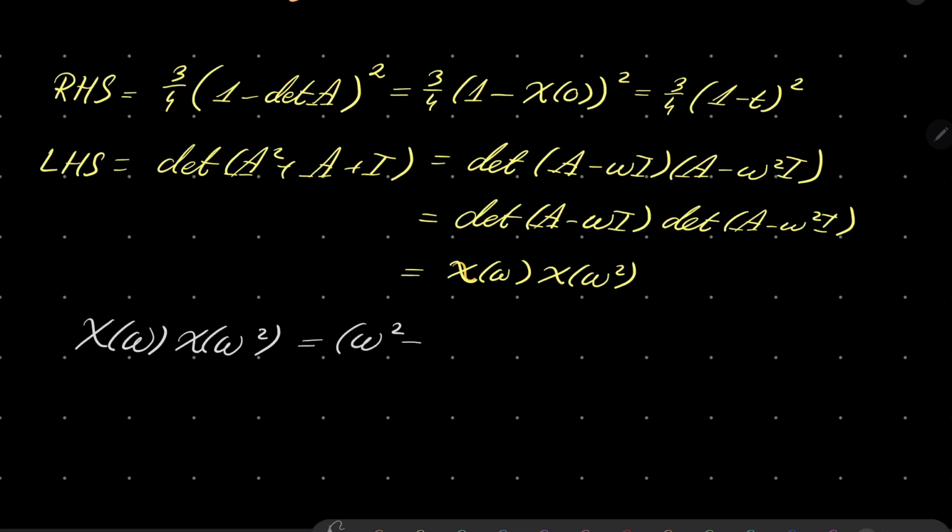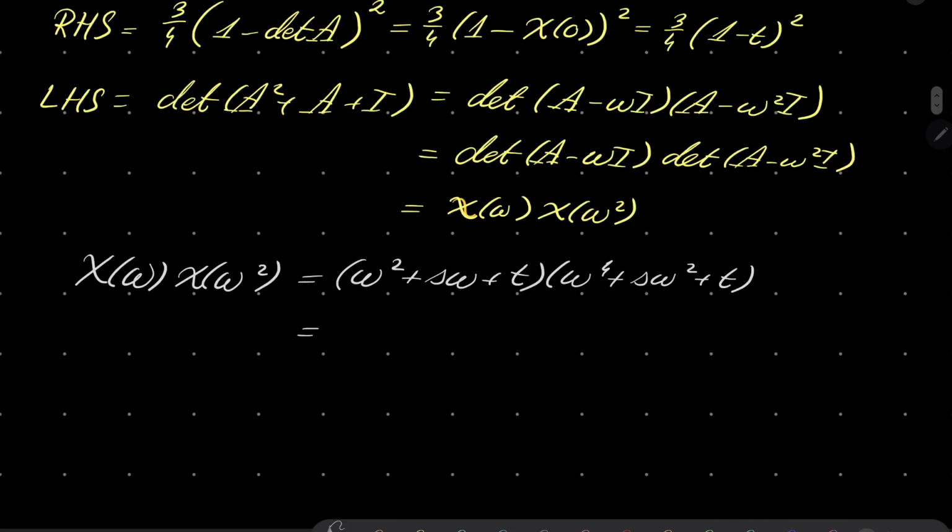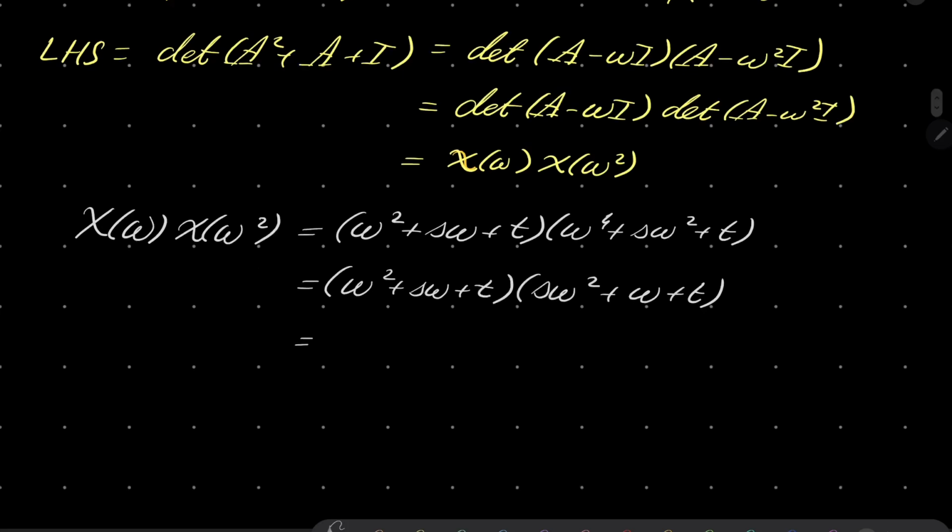omega squared plus s omega plus t, times omega to the 4th power plus s omega squared plus t. Now, before multiplication, let's write it in the following way. Notice that omega to the 4th power, omega cubed, is 1. So we have s omega squared plus omega plus t. And now we need to multiply everything by everything.